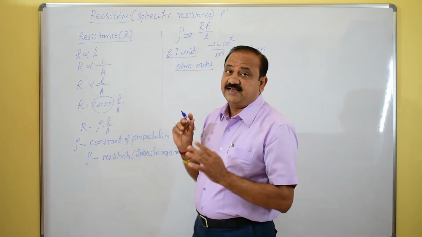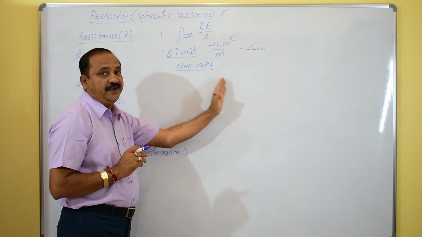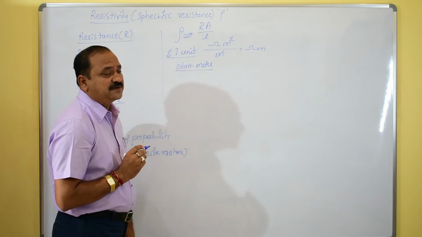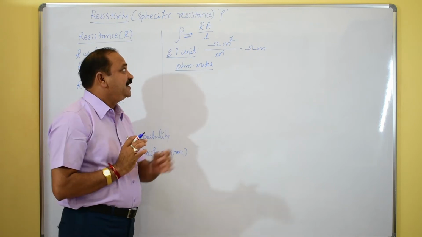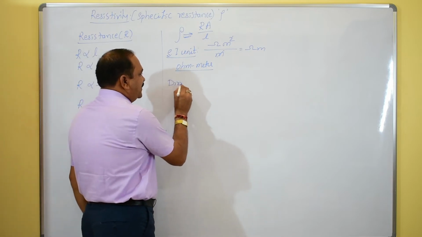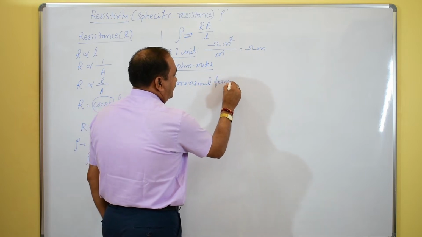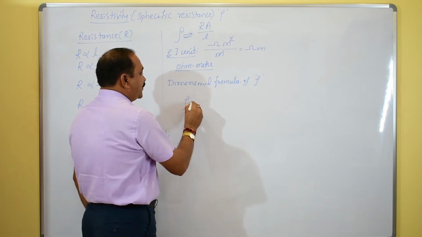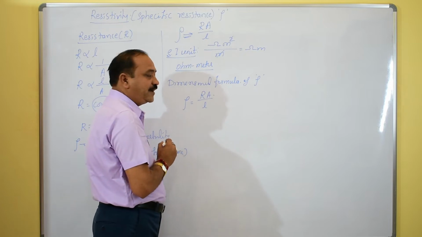Similarly, the SI unit of resistivity is ohm meter. Apart from this, we can also write the dimensional formula. You must know the dimensional formula of resistance and of resistivity. What is the dimensional formula of rho? Rho equals RA by L.